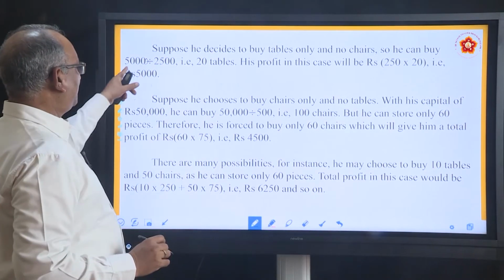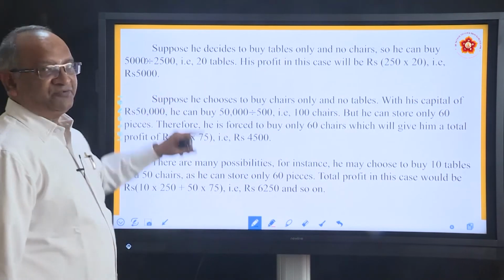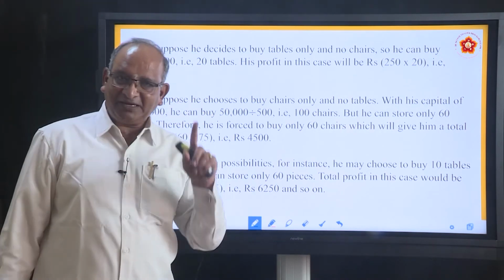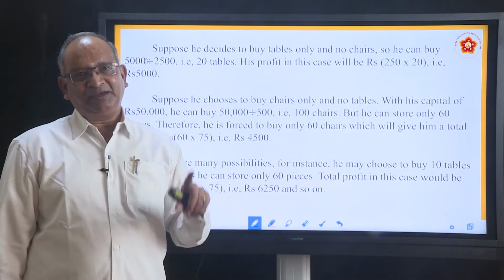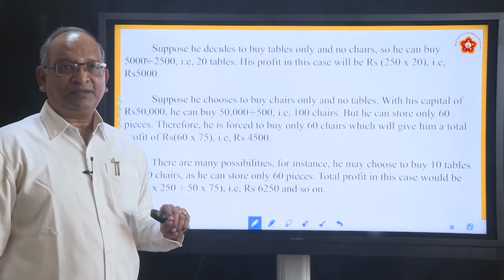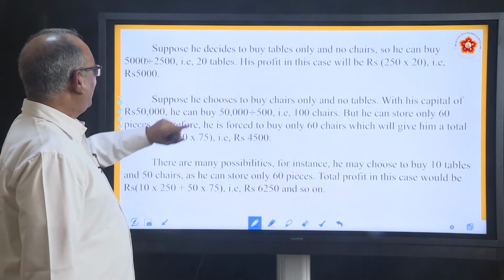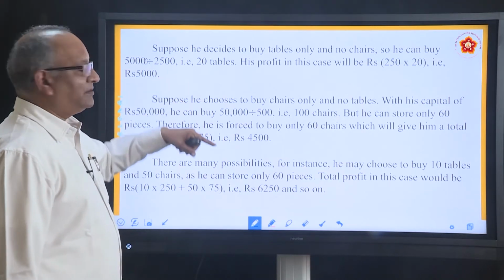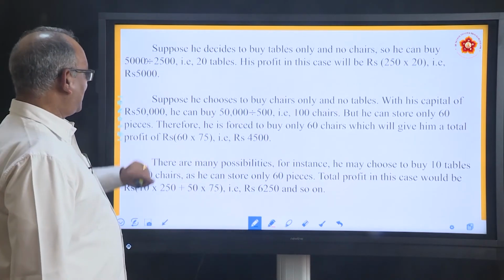This is 50,000 rupees divided by 2,000, he will get 20 tables. And his profit, he is only buying 20 tables. What is the profit on a table? 500 rupees. 20 into 5, he will get 5,000 rupees. Okay? He will buy 20 tables, and on each table he is getting 500 rupees, so for 20 tables he will get 5,000 rupees.